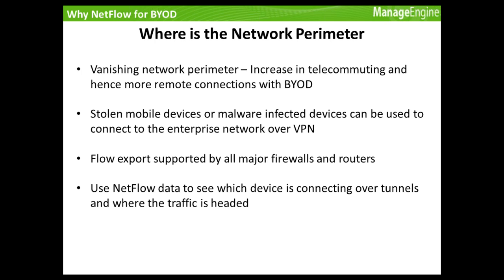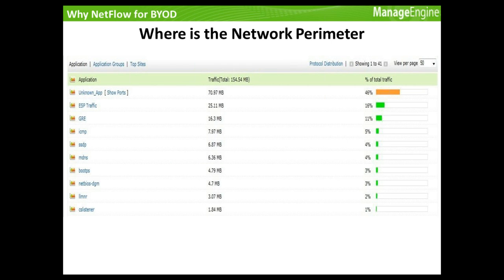So use NetFlow data to see which device is connecting over tunnels or where is the destination of the traffic. NetFlow information can actually give you information about the ESP traffic or the GRE tunnels that have been established. You can see the source as well as the destination. That's something else that is NetFlow's advantage.